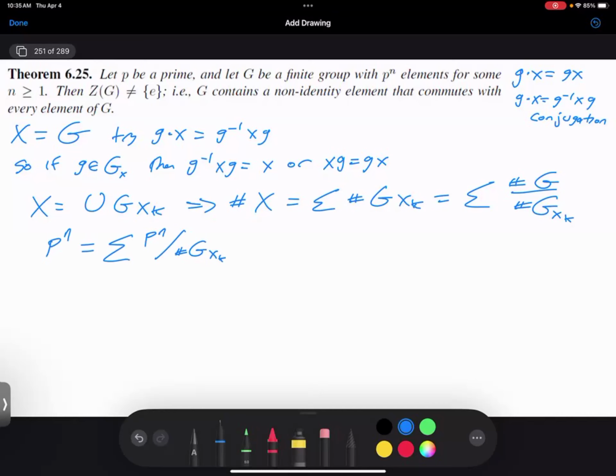The left-hand side is a multiple of p. Now, if I look at the right-hand side, one possible orbit is the orbit of the identity. How many elements will be in the orbit of the identity? 1. So we know that, if we look at the sum of the orbits, it's equal to 1 plus stuff, where this 1 is coming from the identity.